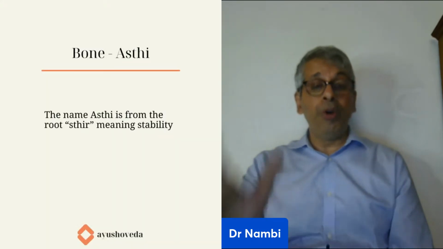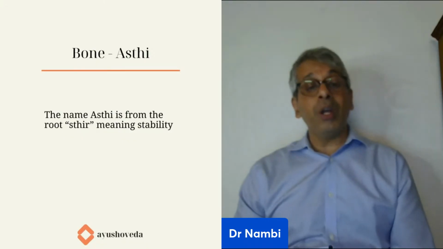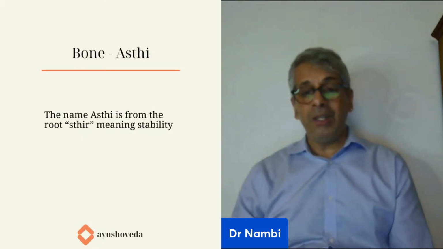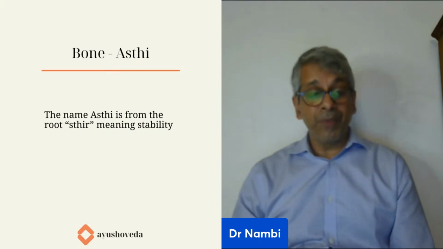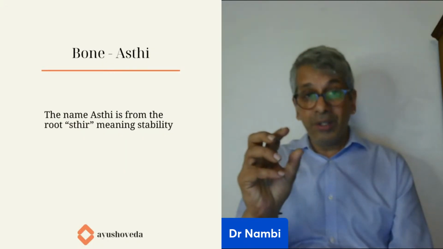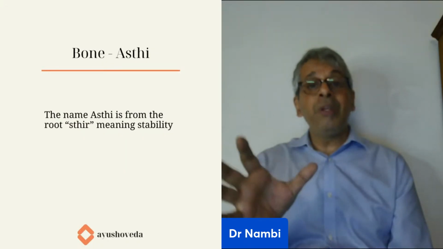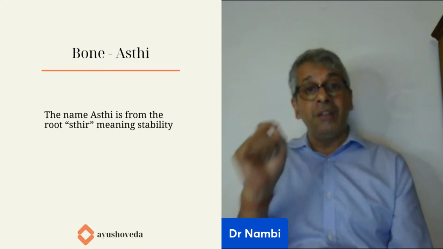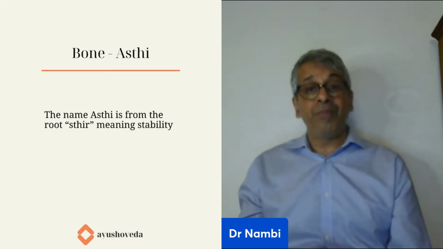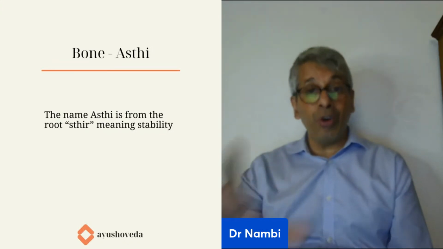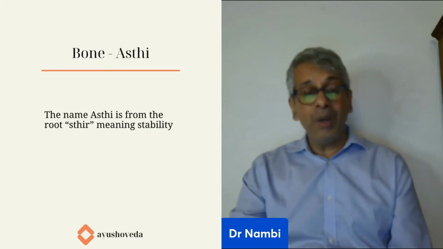So bone is called Asthi. The word Asthi is basically from the root sthi or sthira, which means that which gives stability. So Asthi is that dhatu which gives the shape to the body. It gives a lot of stability to the body. It is the strongest dhatu in the body.